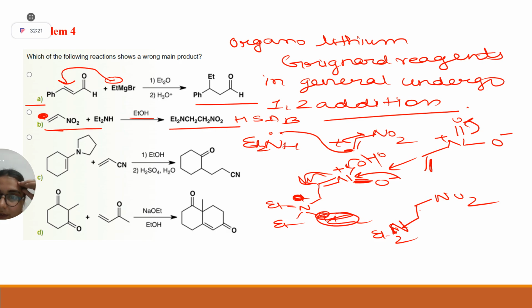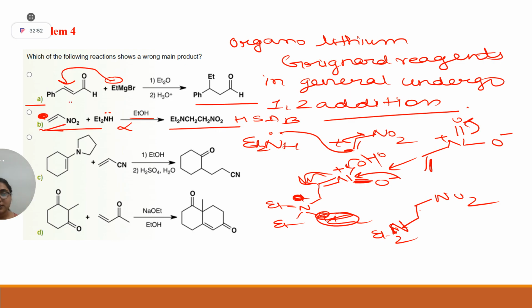So the hard center will be this N double bond O. This triethylamine, is it a hard base or a soft base? Hard base. So, being a hard base, obviously it is not going to attack at the 1,4 center. So in principle, this is not following your HSAB principle. And here they are asking which of the following reactions shows a wrong main product. So yes, this is showing a wrong main product.